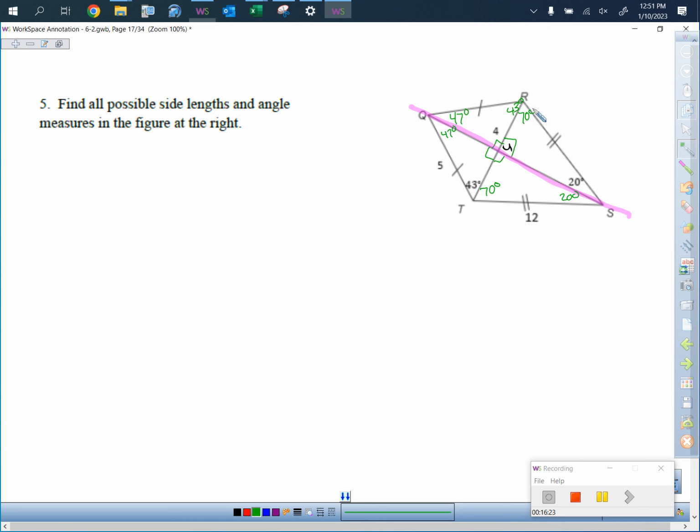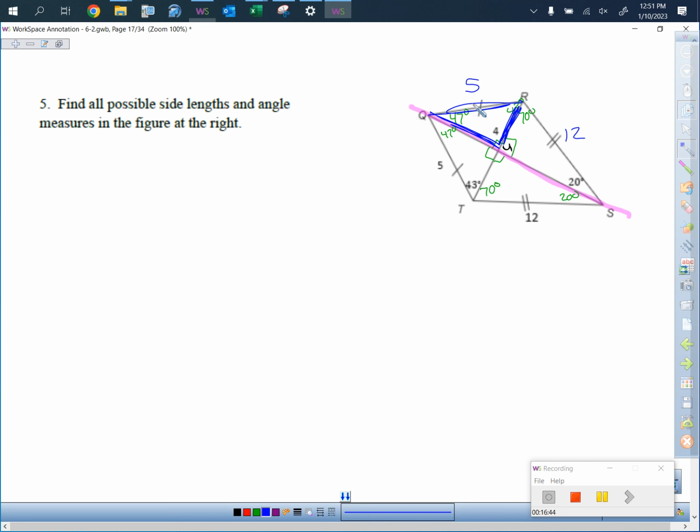Then side lengths. Here's probably the most forgotten thing: throw a 12 right there and a 5 right there. It's so obvious. It's like, oh yeah, duh, I forgot to even do that. And then you see this little 4 right here. It's kind of hard for some people to see. Here's the right triangle in blue. One side is 4. This side is missing, and the hypotenuse is 5.